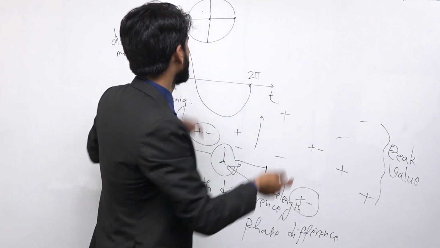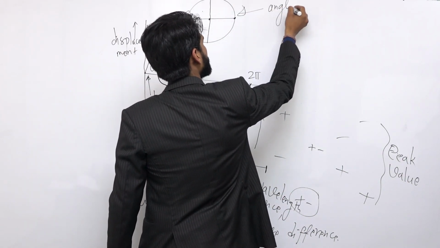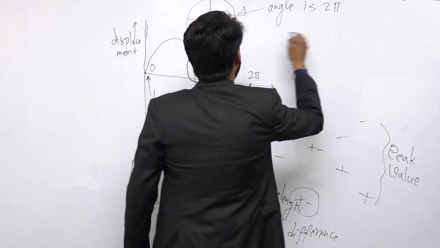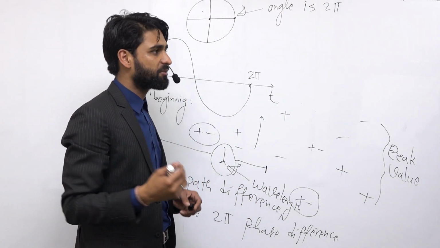It's a complete circle. So what is the angle? Angle is 2 pi. Angle 2 pi गर्दाखेरि एउटा complete cycle produce भयो. So what is the length of that cycle?